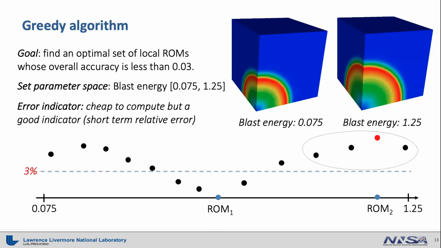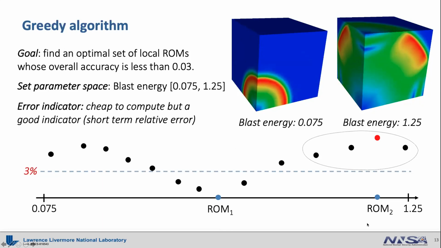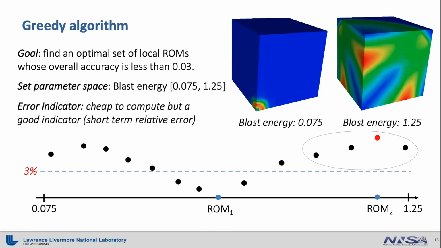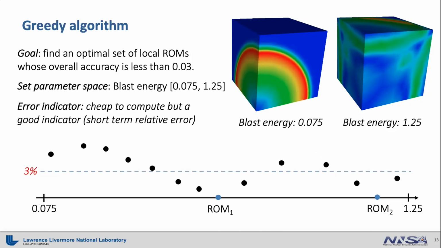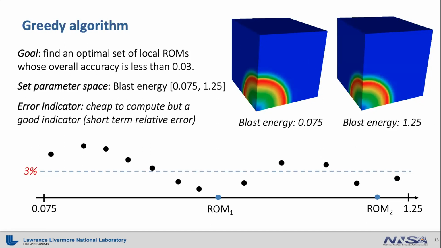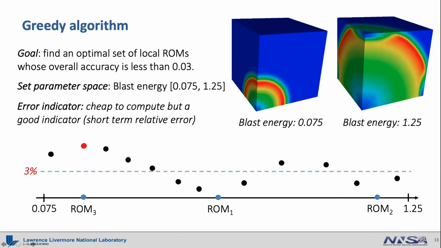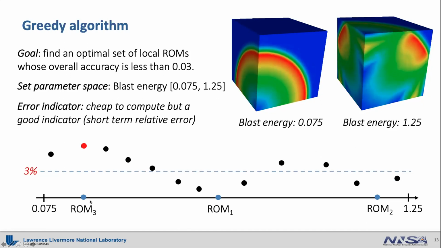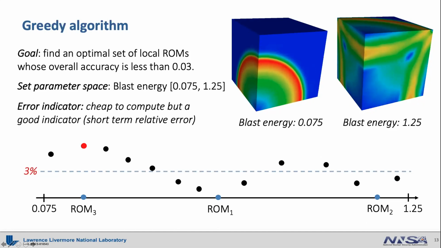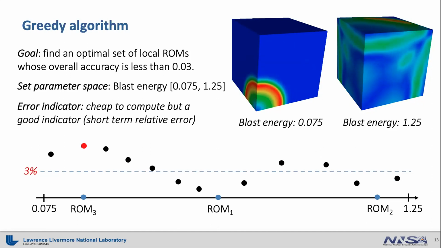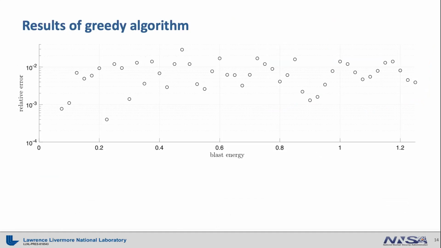And the error indicator needs to be updated because the new local ROM has been built there. So we update the error indicator and then find the next maximum relative error, which occurs here, and add another local ROM here. And we repeat this process until the overall error indicator is less than the desirable accuracy level.